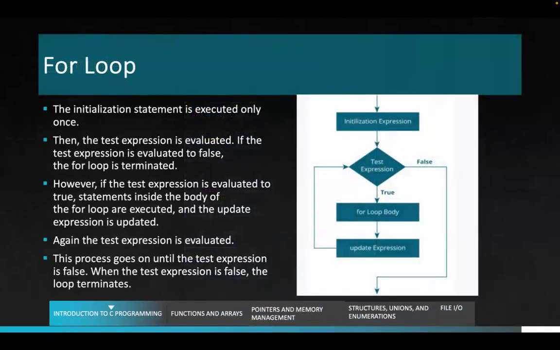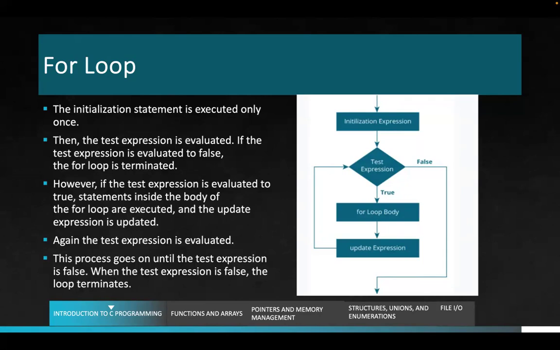Next one is the for loop. The basic use of the for loop is that the initialization statement is executed only once. Whatever initialization you have done will be executed only once. After that, it will evaluate one test expression. It will iterate the loop till the test expression is false.